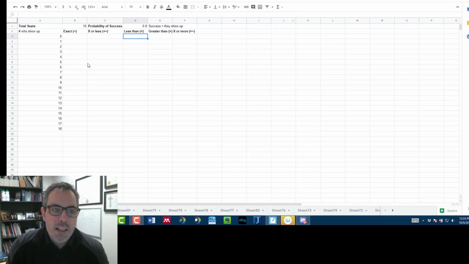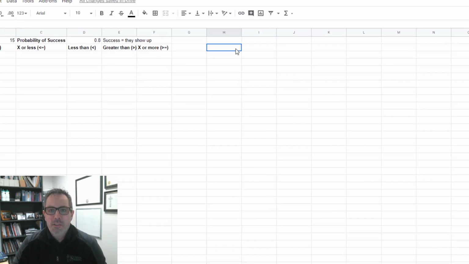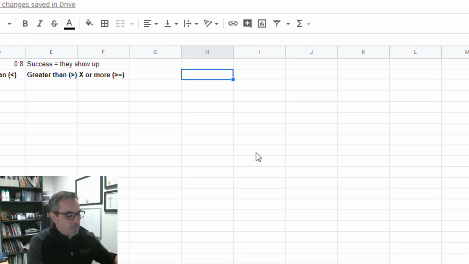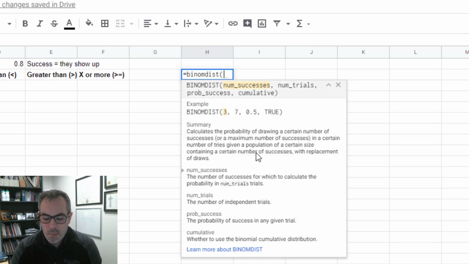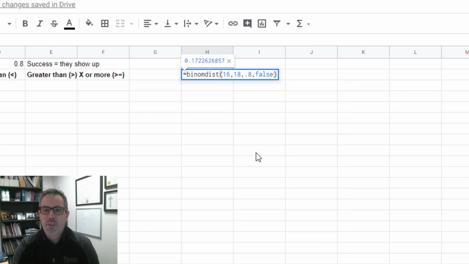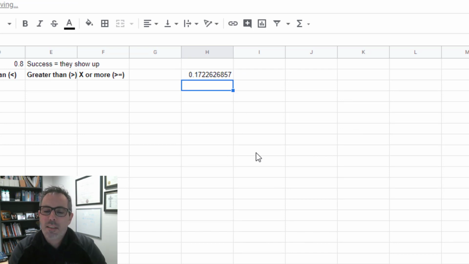The other thing that I have, I set up just to show a table because I can do that exact same thing in Google Sheets. For example, I can use the binomial distribution formula, and there's two ways to do it. I'm selling 18 seats and I want to know how often exactly 16 people show up. So that's 16 successes out of 18 trials. The probability of success is 0.8, and I'm going to say false because it's asking if it's cumulative. This is exactly 16 people show up.